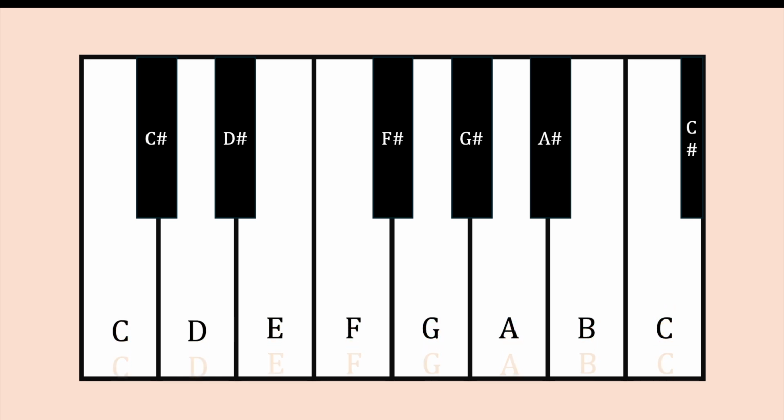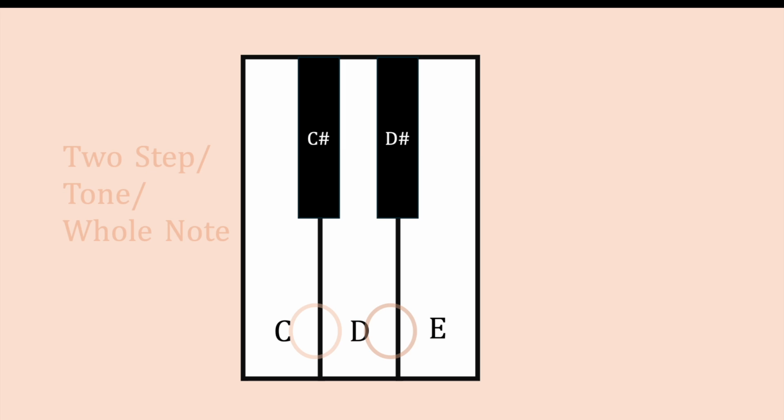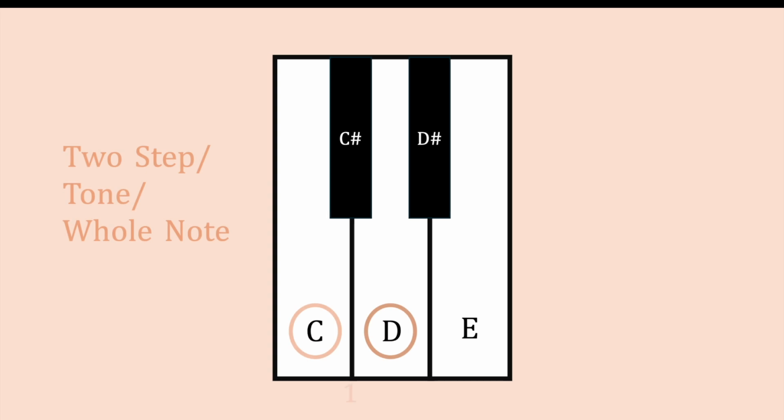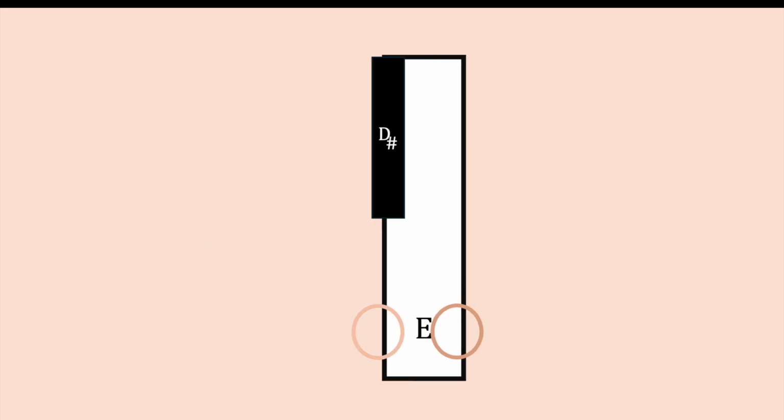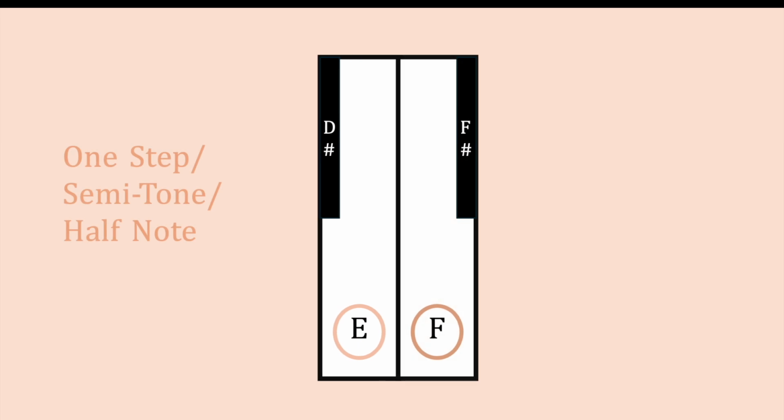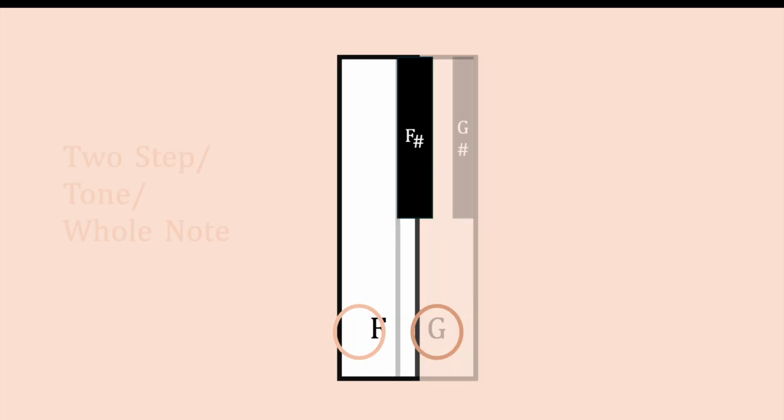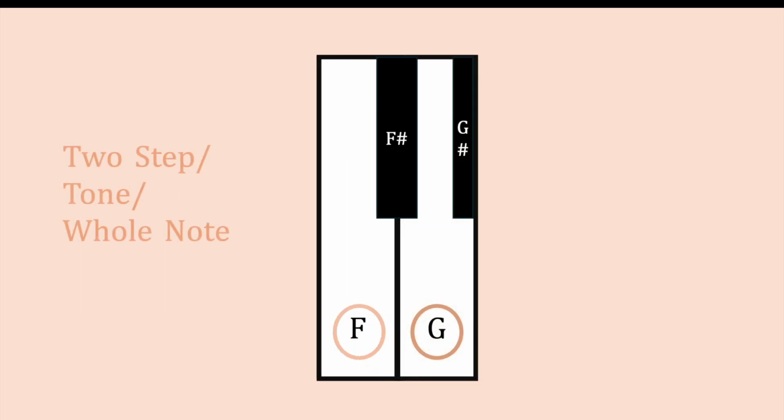The reason why it would be this is because we start off with C, then we do a full tone movement. So from C, we skip C sharp and we move to D. From D, we skip D sharp and move to E. Then it's a semitone, so that is a half note. So we go from E to F. From F, we would move a full tone.